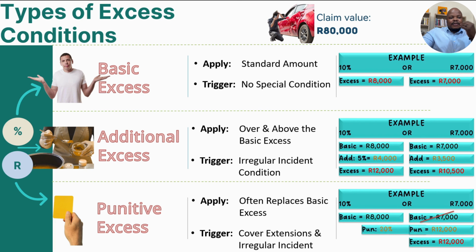And then on the percentage side, they might say, if it happens that under specific extensions, you meet the extension and you claim under that extension, therefore your excess will now change from being the basic of 10 to a punitive of 20. Therefore, your excess will be 16,000 rand. So the difference between these two, additional and punitive, is that the one adds to, the other one normally replaces. However, they might be used interchangeably because you might find additional being regarded as punitive and vice versa.